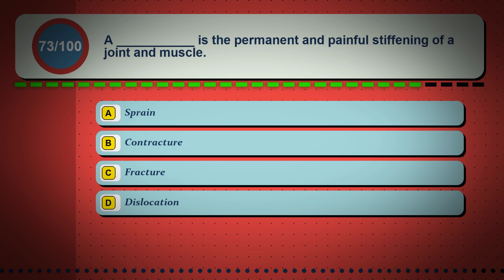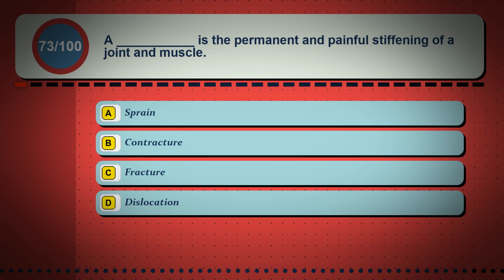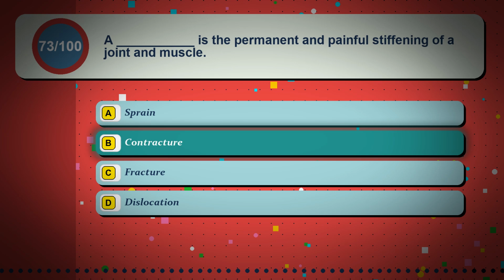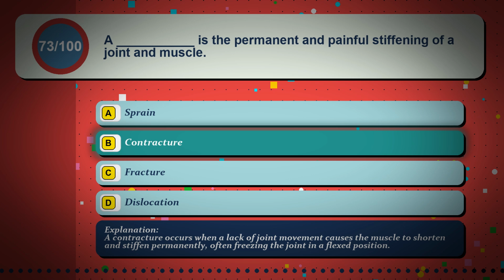Question 73. A blank is the permanent and painful stiffening of a joint and muscle. Option A, a sprain. Option B, a contracture. Option C, fracture. Option D, dislocation. The correct answer is option B, contracture. A contracture occurs when a lack of joint movement causes the muscle to shorten and stiffen permanently, often freezing the joint in a flexed position.